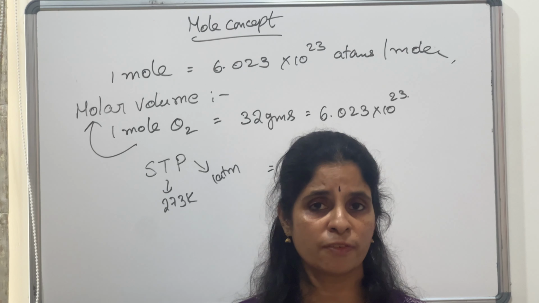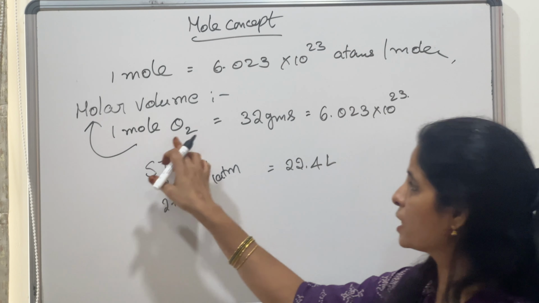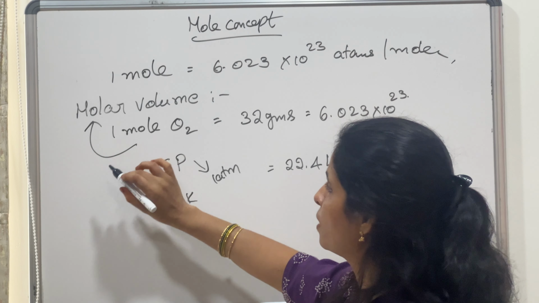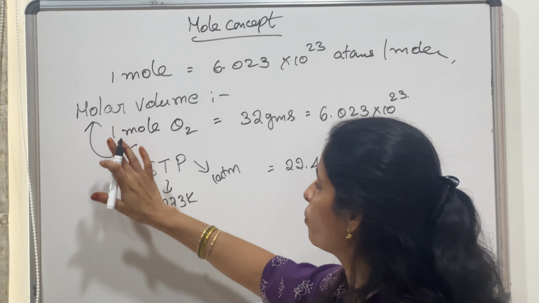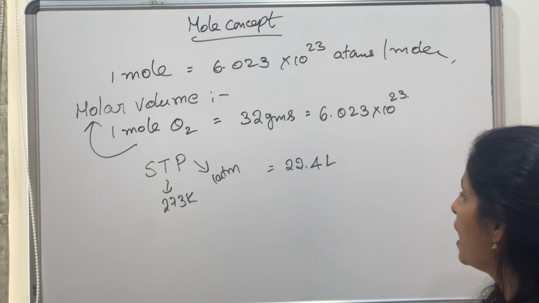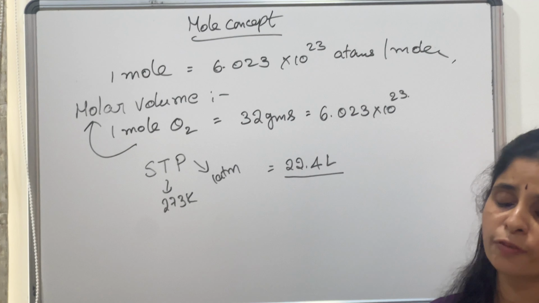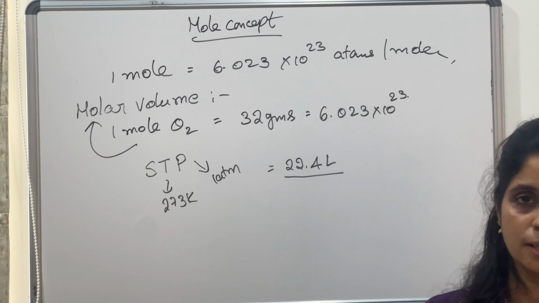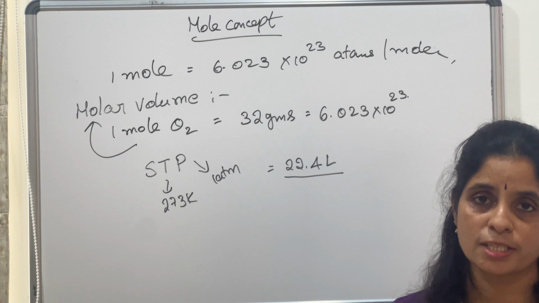Weight of 1 mole of a substance in grams is described as molar mass. And what is a molar volume? The volume occupied by 1 mole of a gas at STP is referred to as molar volume, and any gas at STP occupies a volume of 22.4 liters. Okay, that's it. Clear? Now we'll solve some questions.